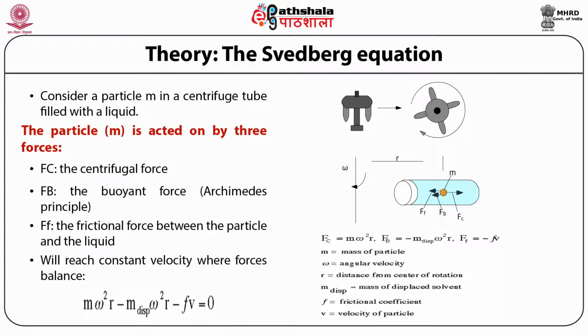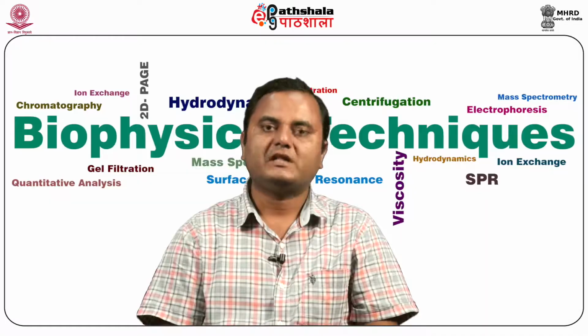You can see here in the equation that m omega square r minus m dispersion omega square r minus fv equals 0. So it means that these two forces, buoyant force and frictional force, counterbalance the centrifugal force, and that is the basic principle of the ultracentrifugation technology.